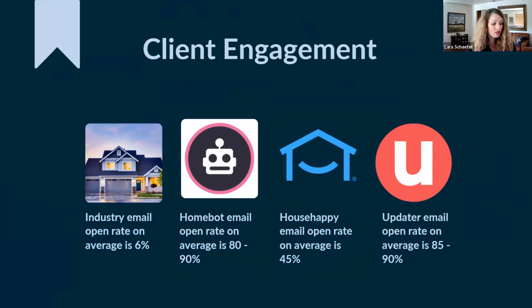I like these little facts as well, the client engagement piece. So the industry email open rate on average, I think, is about 6%. With HomeBot, their email open rate on average is 80 to 90%, which is incredibly high. I'm sure Val could speak to this in the world of marketing. I don't know what the average is across the board, but 80 to 90 is, I'll tell you that, not that high.